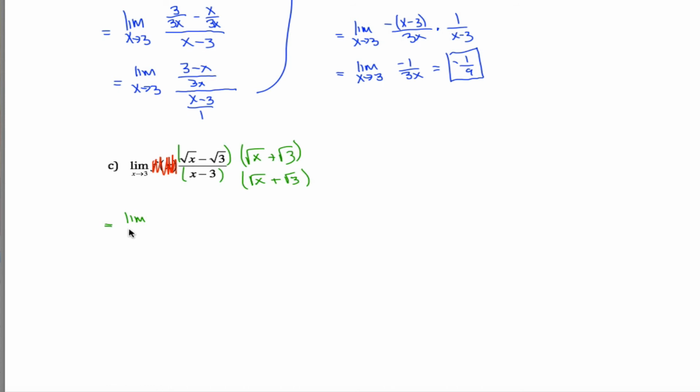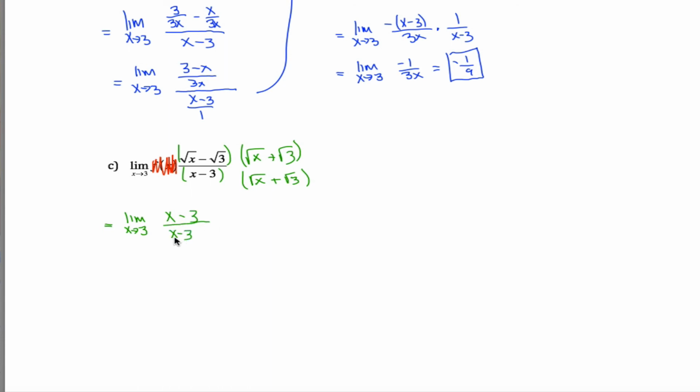However, if you expand the top, FOIL is the acronym a lot of people use, things will work out really nicely. Square root of x times the square root of x is just x. Square root of x times square root of 3 is the square root of 3x. However, the negative of the square root of 3 times x is the negative of the square root of 3x. So those two terms cancel out. And then negative root 3x times root 3 is just minus 3.